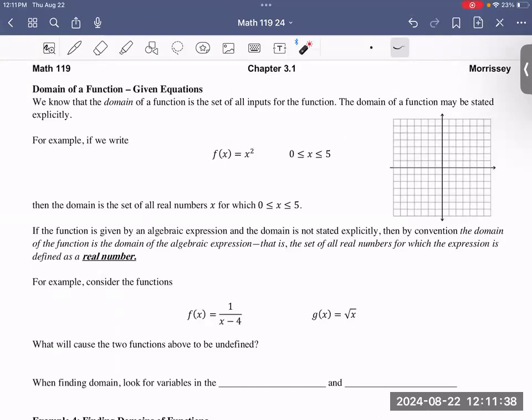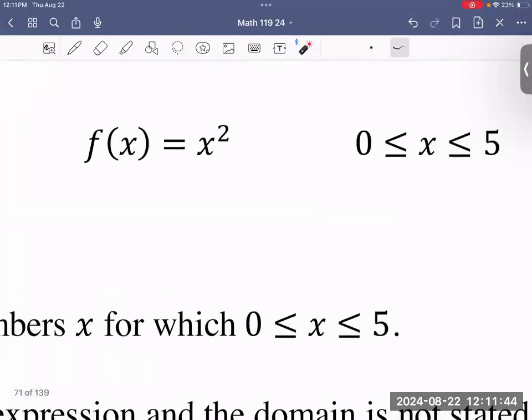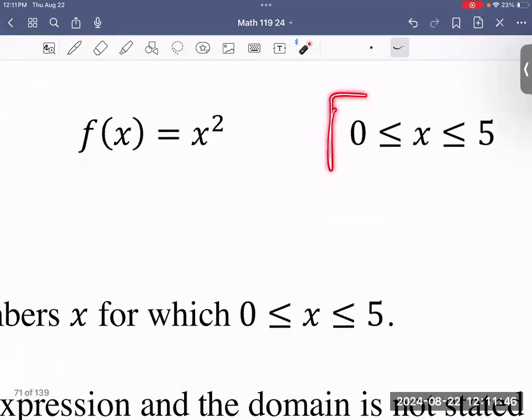We know that the domain of a function is the set of all input values for the function. The domain can be stated explicitly. So sometimes you might be given a function that only wants your x values between certain values, so between 0 and 5 equivalent. From our graph, we may or may not know how to graph this one, which if you don't, you can just pick a series of points starting at 0 and going all the way to 5.